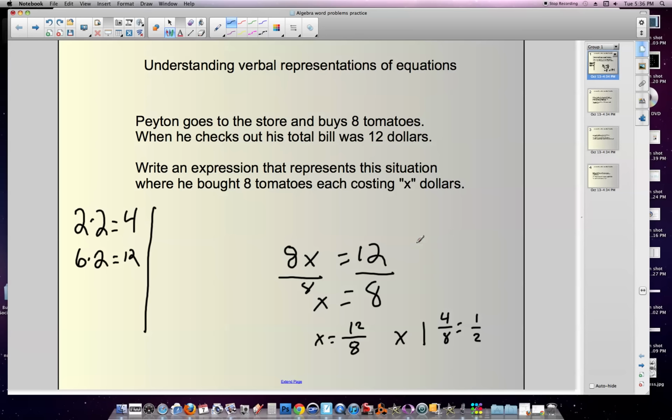So each tomato cost $1.50, which you could also say is $1.50. But the question doesn't even really ask us to do that. The point is that we understand how to set this up as an expression.